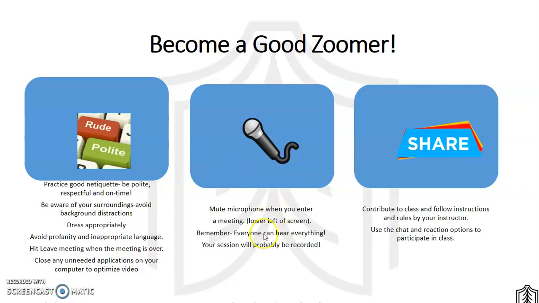Let's transition to the microphone. Here, when you start a session, you want to make sure you mute your microphone. That was at the bottom next to the webcam. If your microphone is muted, it will have a line through it. Remember, everyone can hear everything, and your session will probably be recorded.